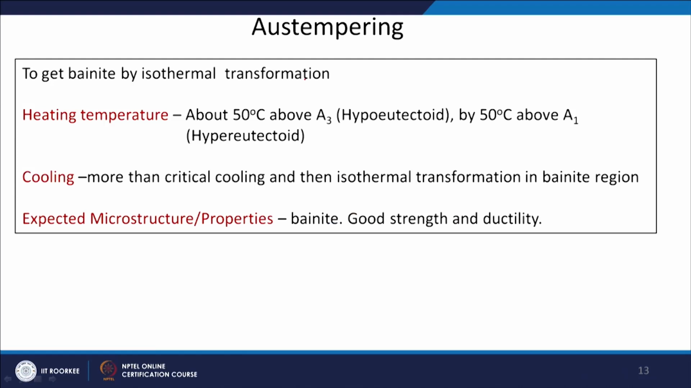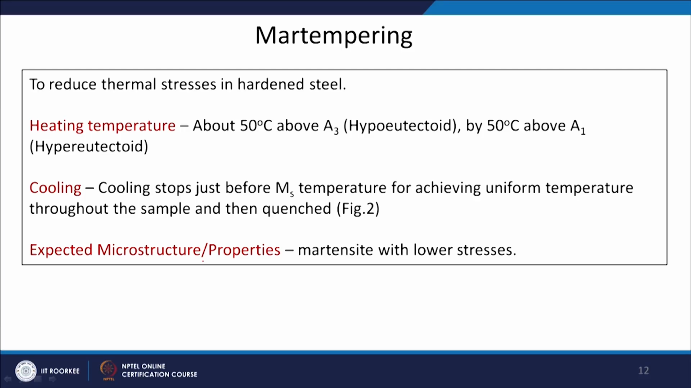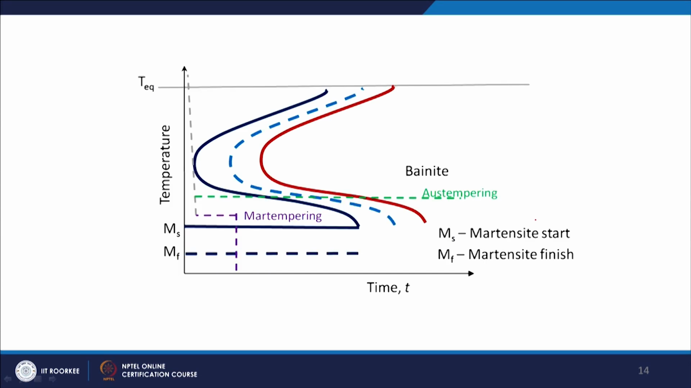There is another very interesting heat treatment called austempering. What we do in this is to get bainite by isothermal transformation. Now, if you remember, I said that you cannot get bainite in normal cooling, if you are doing continuous cooling. So bainite you can get by isothermal transformation. Heating temperature is again the same as we did in mar tempering. Cooling more than critical cooling rate, and then isothermal transformation in the bainite region. Expected microstructure: bainite, good strength and ductility. So this is what these two treatments are called.